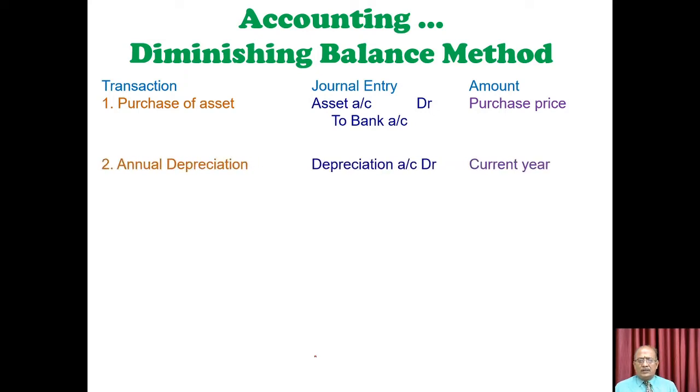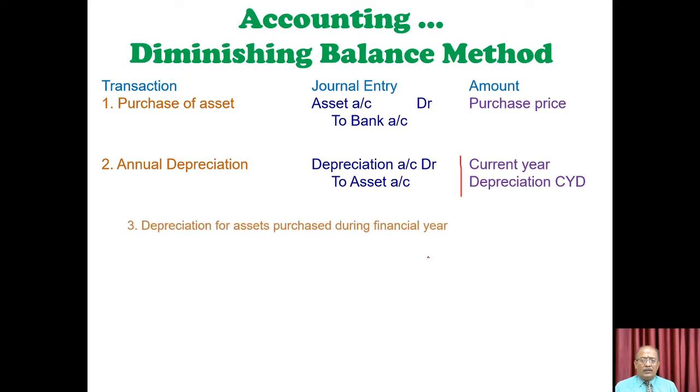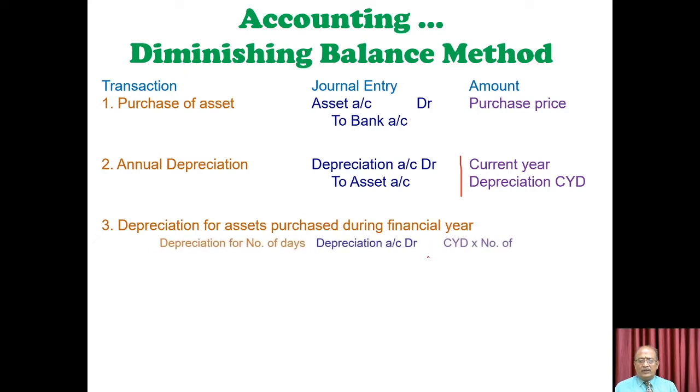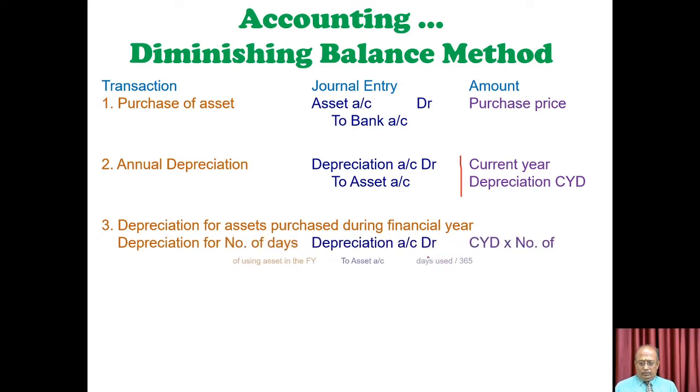Purchase of asset account, to bank account; annual depreciation will be depreciation, current year depreciation. Be careful here. It is current year depreciation, not the annual depreciation. Now, the next one will be the depreciation of assets purchased during the financial year. In that case also, similarly, the amount will not change, because this being the first year, the opening balance will be equal to the cost of the asset. So naturally it will be the same in both straight line method and diminishing balance method.